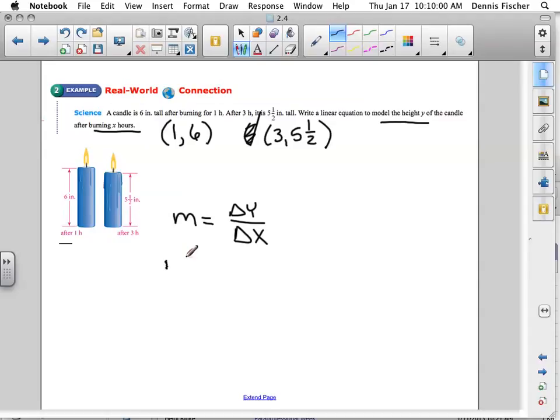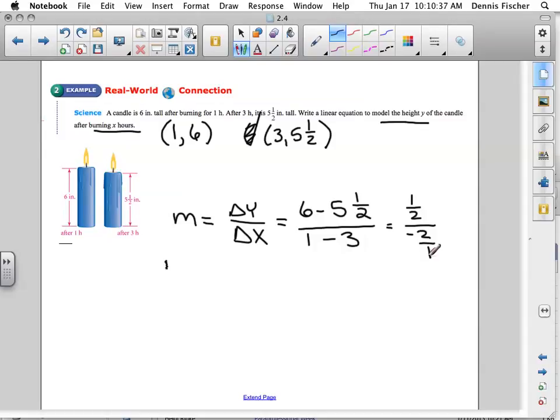So on this equation here, if I took my y's, and I don't care which way, I'm going to start with this point this time. It doesn't matter. I'm going to have 6 minus 5.5 over 1 minus 3. 6 minus 5.5 is 1/2, over -2. Now I can write the -2 as -2 over 1. That doesn't change it.